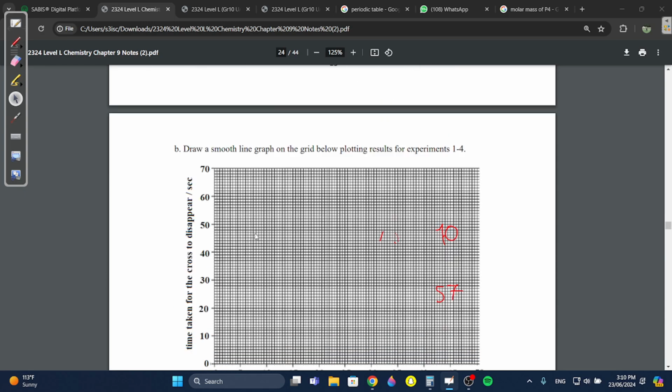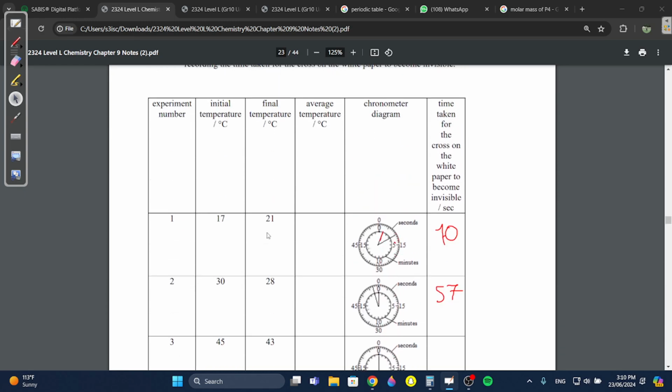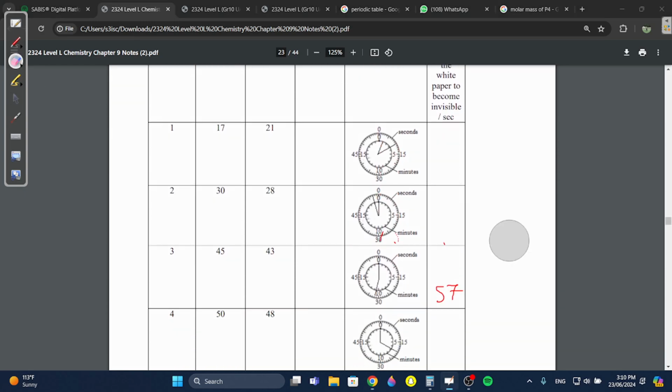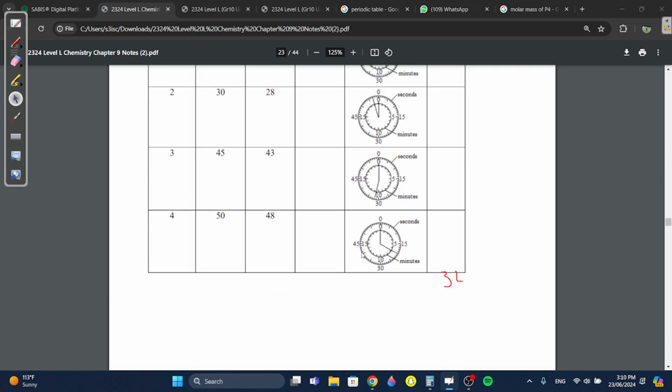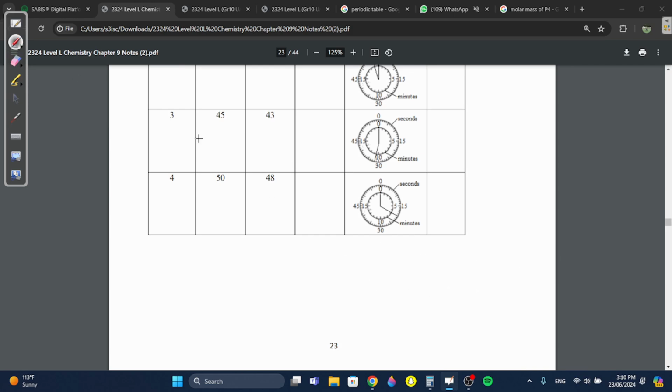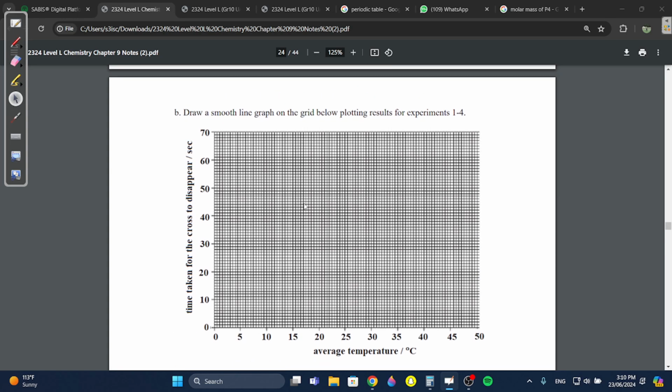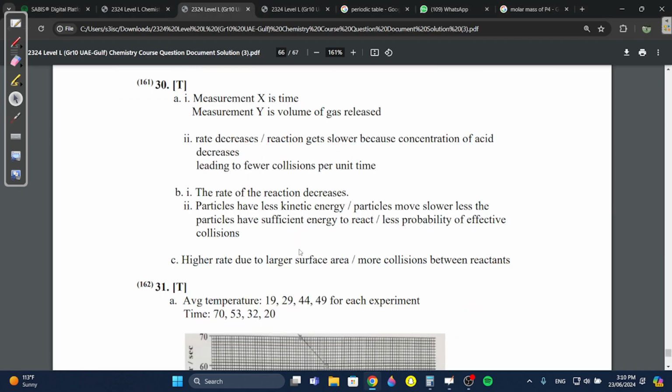And then this one over here. Okay, hold up. This one here, it's 0 minutes and 32 seconds. The seconds over here, 32. And then here it's 20 seconds. Yeah, 20. Then draw a smooth line graph. I'm just gonna open up the answer key.